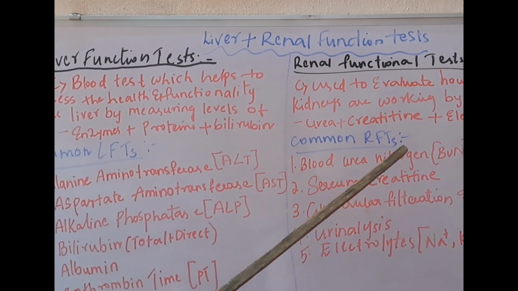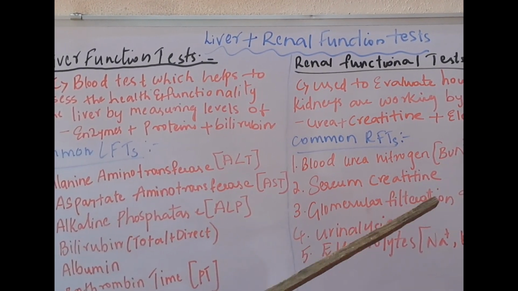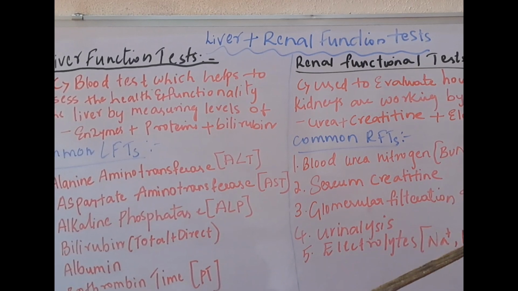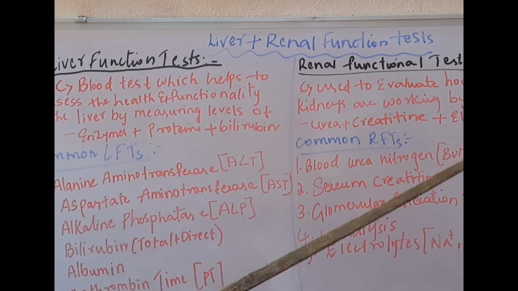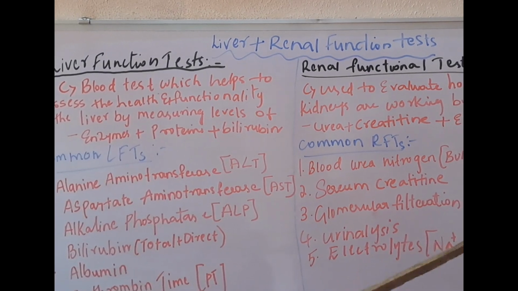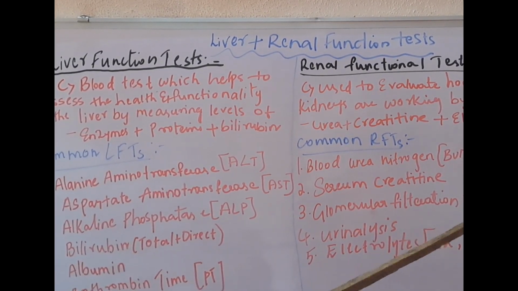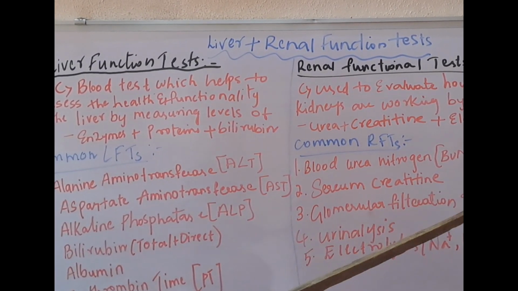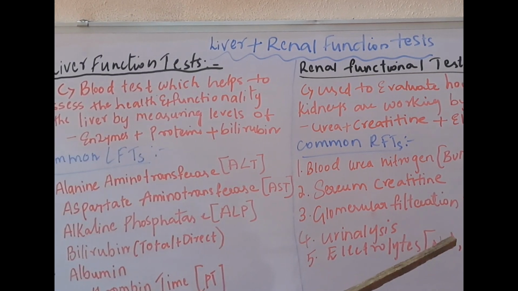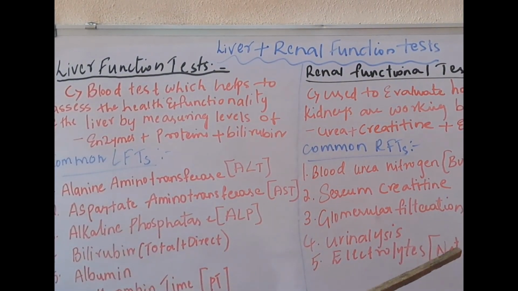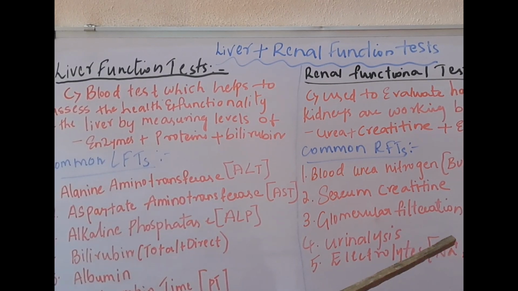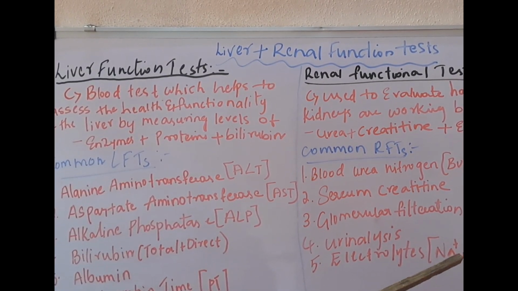And the next one is glomerular filtration rate. It is mainly used to calculate how efficiently the urine is filtered in the kidney, and this is done through the glomerular filtration rate, commonly called GFR. It is mainly used to calculate a value which estimates kidney filtration efficiency. Okay, and the next one is urine analysis.